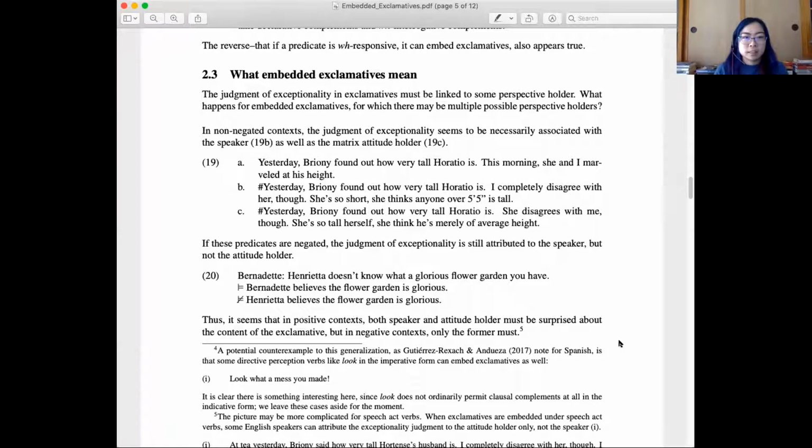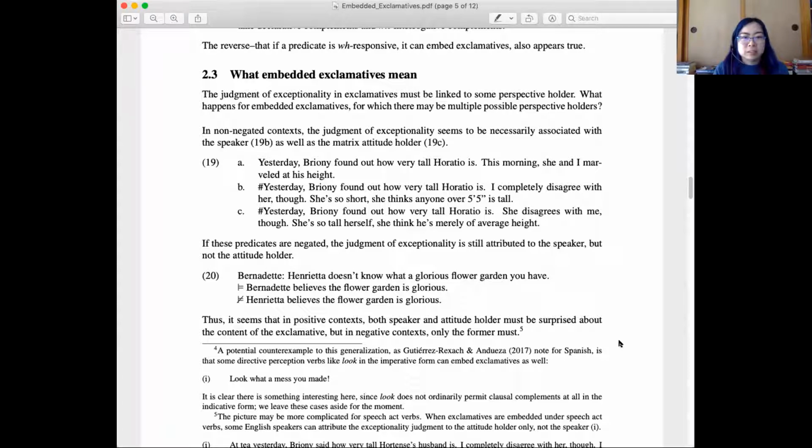So in non-negated contexts, the judgment of exceptionality seems to be necessarily associated with the speaker, as well as the matrix attitude holder. So in 19a, we have an example where the speaker and the matrix attitude holder, who's Bryony, are in agreement about how very tall Horatio is, that Horatio is somehow exceptionally tall. And this is fine. But in 19b and c, when you try to divorce that judgment of exceptionality from either the speaker or Bryony, things become infelicitous.